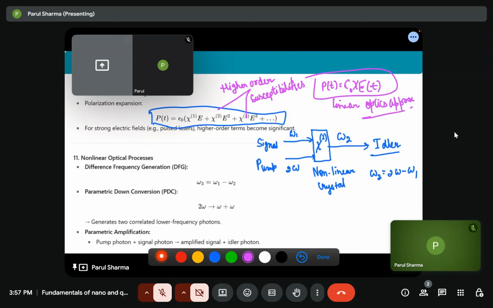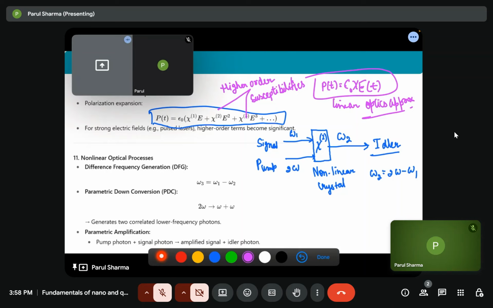So now in the case of nonlinear optical processes, there are different processes. There is sum frequency generation, that is omega 3 equals omega 1 plus omega 2, and the other one is parametric down conversion.